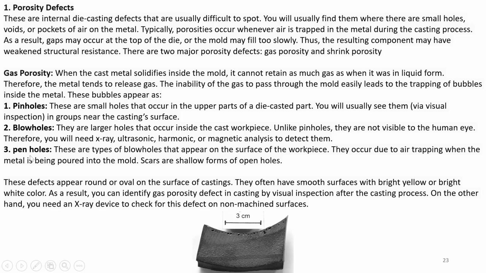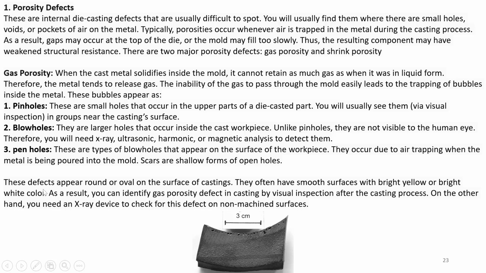Next you have penholes. These are types of blowholes which appear on the surface of the workpiece, and they occur due to the air trapping when the metal is being poured into the mold. These scars are shallow and they form open holes. Okay, so it is open holes, it's not penholes, it's open holes. Next, these defects appear round or oval on the surface of castings and they often have smooth surfaces.